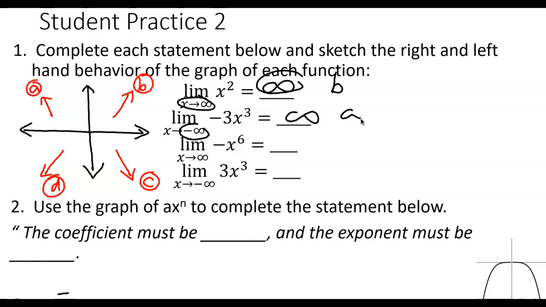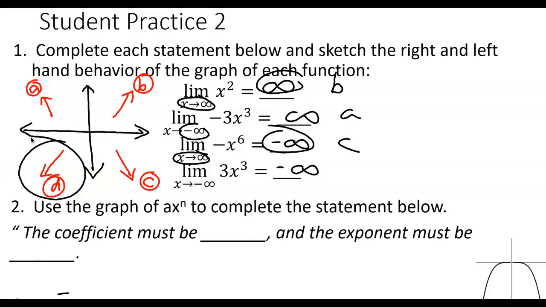I'm out of cards, so for the rest, I'll just let you guys shout out what goes here. Negative infinity. Which arrow is that? C. Right and down is C. All right, next one. What is it? Negative infinity. And which one is that? D. That's left and down. All right.